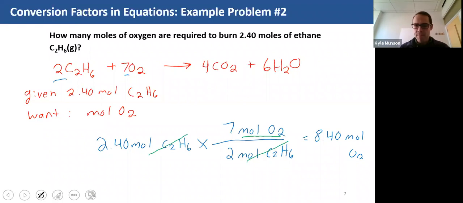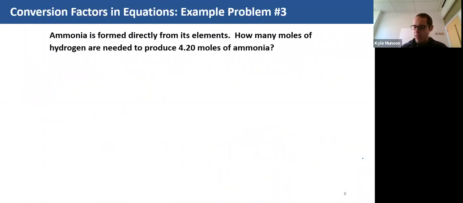Okay, so here we go. Let's do another example. This is an example of a combination reaction or a synthesis reaction. So again, we're going to need to know those reactions and be able to interpret these problems and balance the equation. So it says ammonia is formed directly from its elements. How many moles of hydrogen are needed to produce 4.2 moles of ammonia? So again, why don't you pause the video, try to do this one on your own, and then we'll do it together.